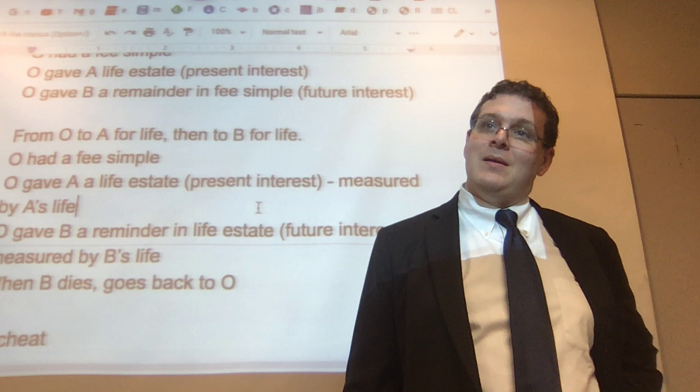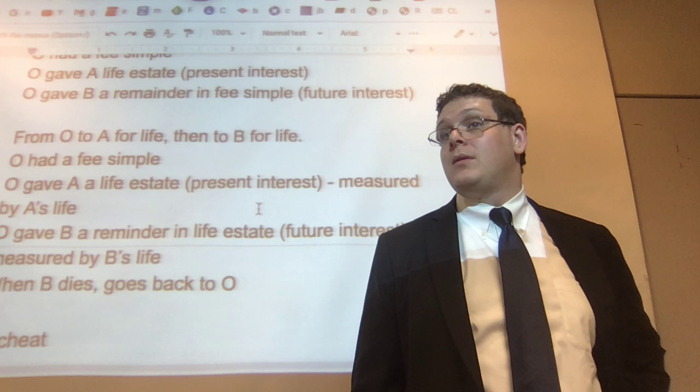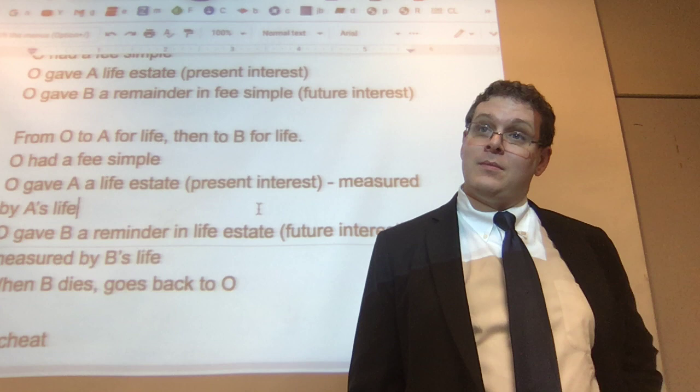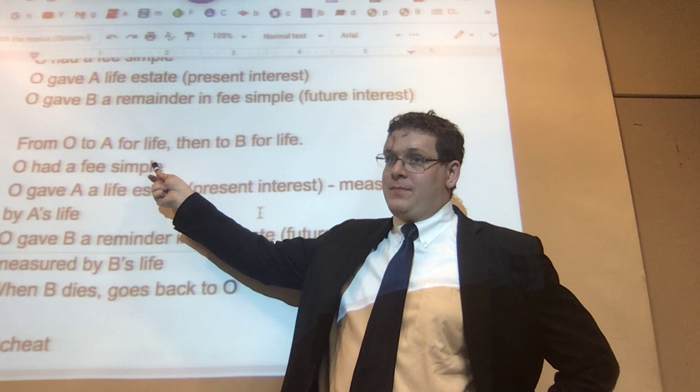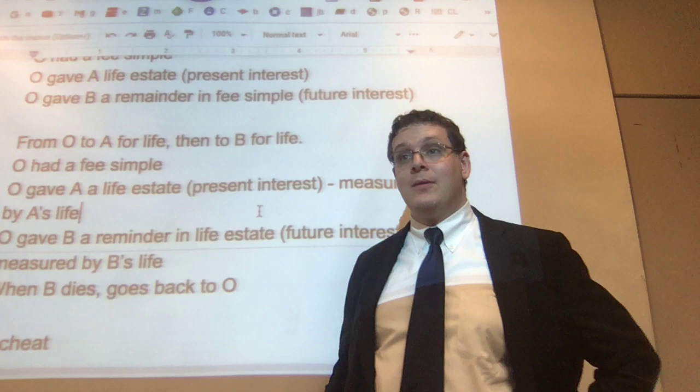Okay, only B dies. Well, when does B die? Before A dies. Right, so B dies before A. So A still has present interest. A keeps it until he dies. Okay, that was my question. Right, but your question I thought was a little bit different. If A is alive, and while A is alive, B dies, the future goes back to O. B will never get it once B is dead. Yes?